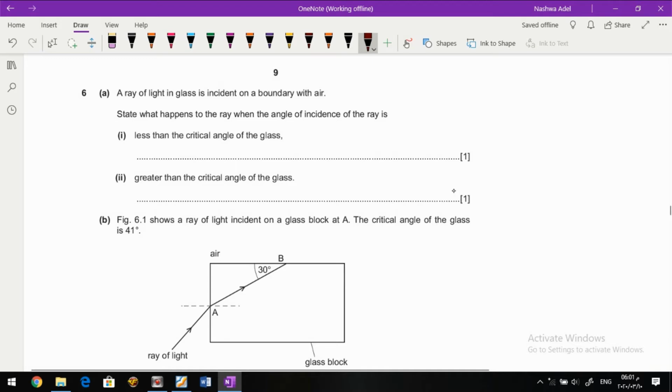A ray of light in glass is incident on the boundary with air. State what happens to the ray when the angle of incidence of the ray is less than the critical angle.